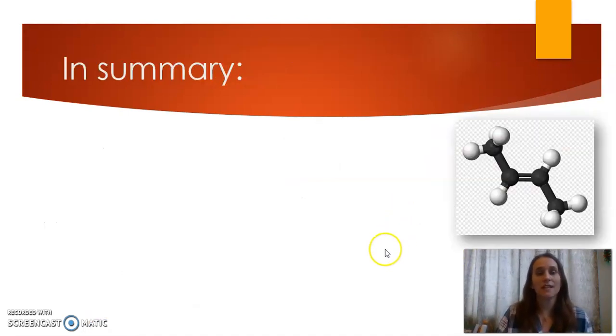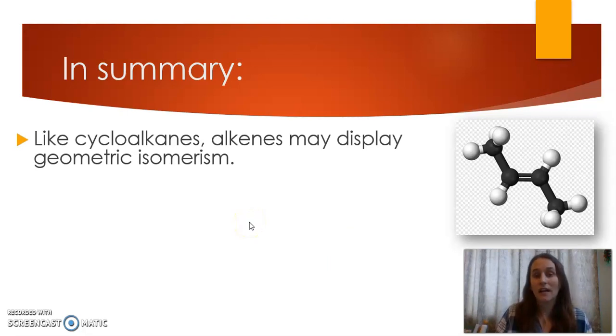So finally, just in summary, what I'd encourage you to do here as well is to pause the video and write your own summary and then compare. This is a form of retrieval practice. Make your brain retrieve it and then compare it either to your notes or to the 4 bullets that I have here. So in summary, like cycloalkanes, alkenes may display geometric isomerism. May. Not every alkene nor every cycloalkane has a cis and trans version.